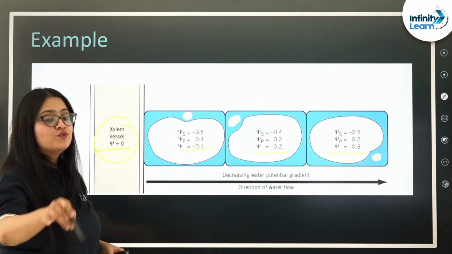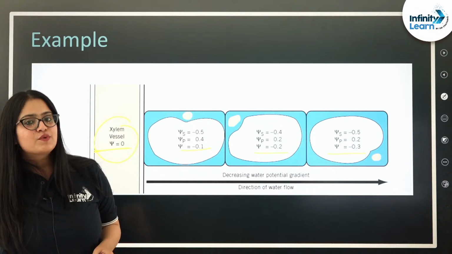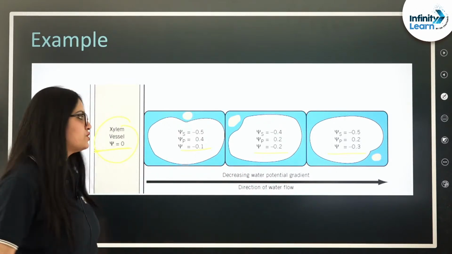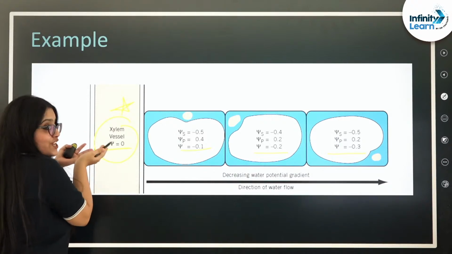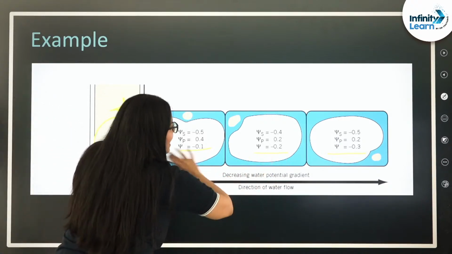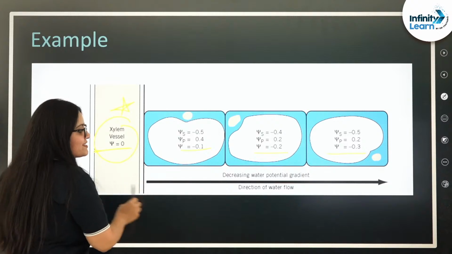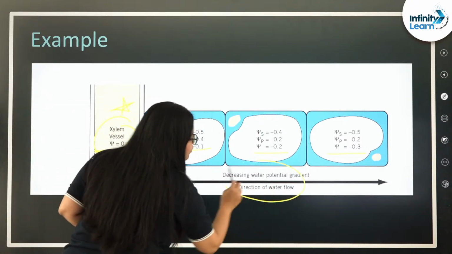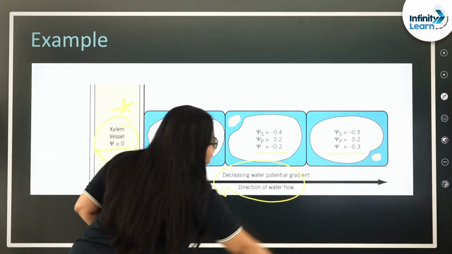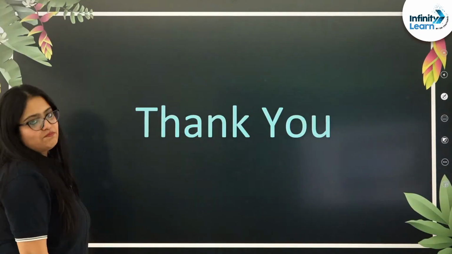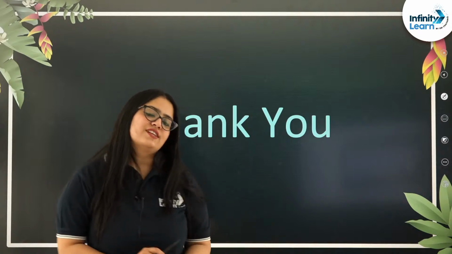Remember, water moves from a region of higher water potential to a region of lower water potential. So the xylem vessel is at higher water potential, that is 0, right? And all these are at lower water potential. Hence there is a direction. So the direction of water flow will be from regions of higher water potential to lower water potential. I hope, students, this much is clear to all of you.